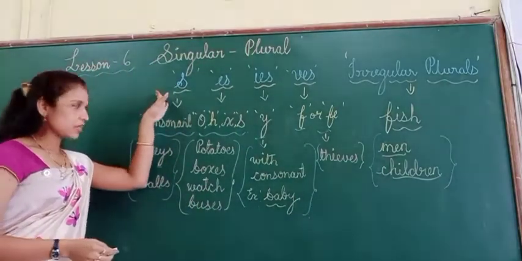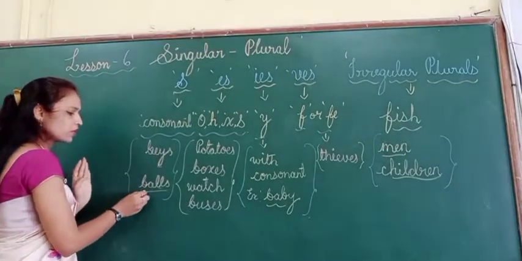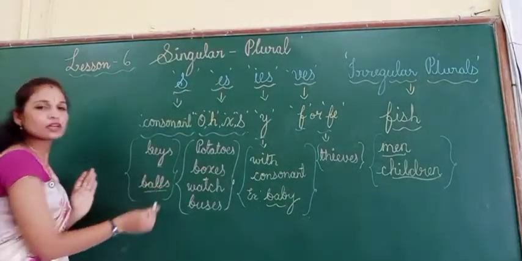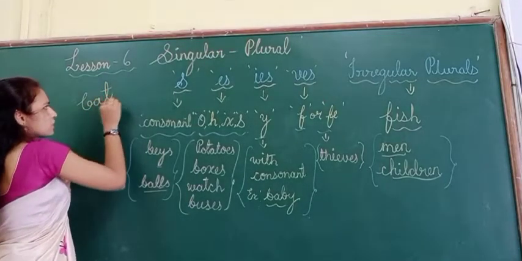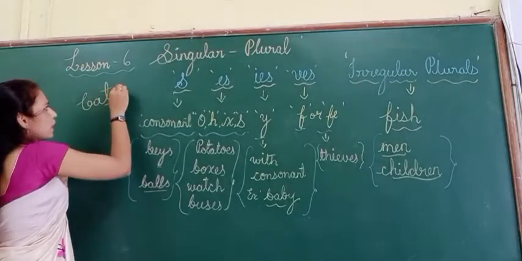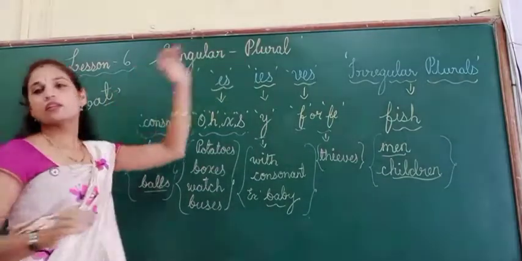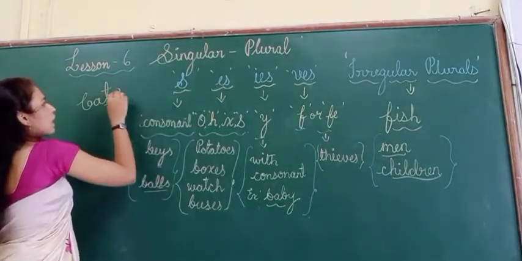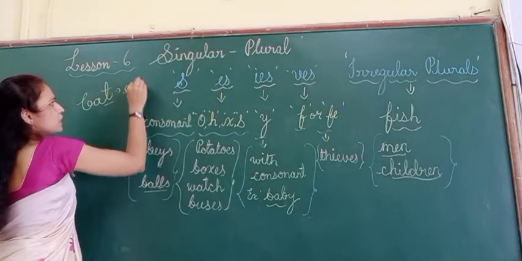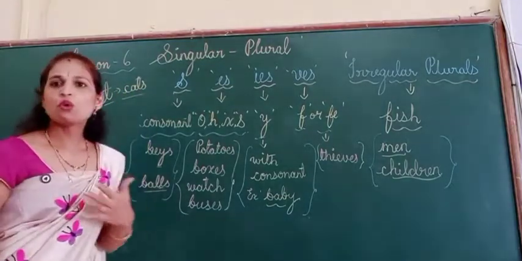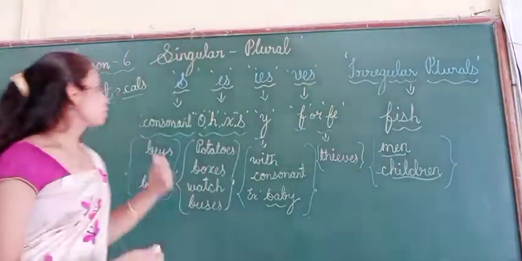I'm going to add S when any word ends with a consonant. For example, cat. What's the last letter? T. Yes, if I add S to make plural, it's C-A-T-S, cats. It's more than one cat, okay.